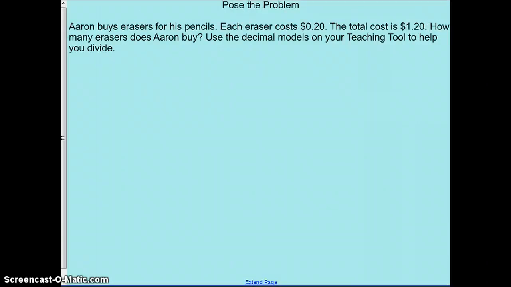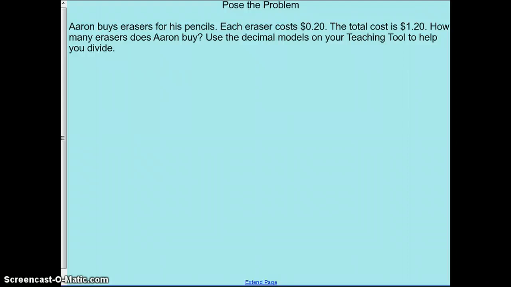Pose the problem. Aaron buys erasers for his pencils. Each eraser costs 20 cents. The total cost is $1.20. How many erasers does Aaron buy? Use the decimal models on your teaching tool to help you divide.